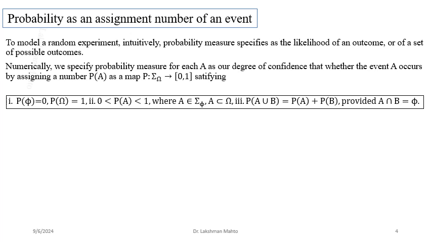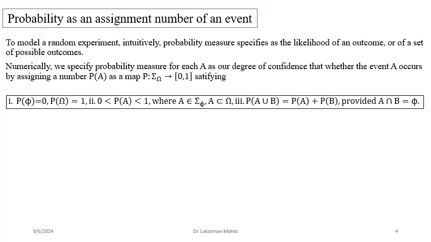So the first axiom: the probability measure of the empty set phi is 0, and the probability measure of the sample space is 1. That means you are taking into consideration all possible outcomes. If you are throwing a coin and you say I will win when I get head or tail, he will always win. That is a very certain thing. If you are considering all possible outcomes, you are talking about the sample space. So the probability of the sample space is 1.